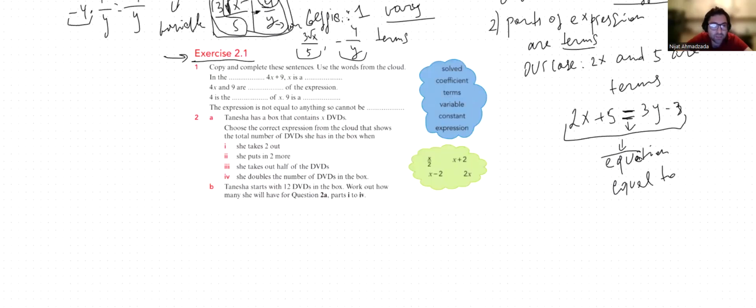We will do some selected problems, not all of them. First of all, we will start with question number 1. Copy and complete the sentences. Let's say we have those sentences. Use the words from the cloud. So this is our cloud.